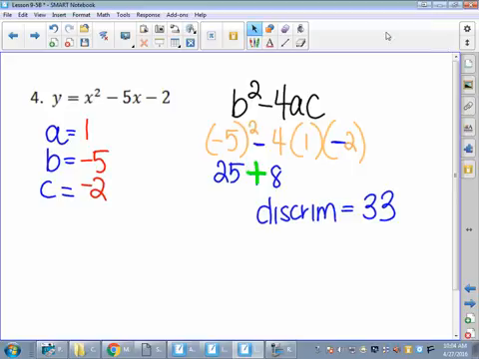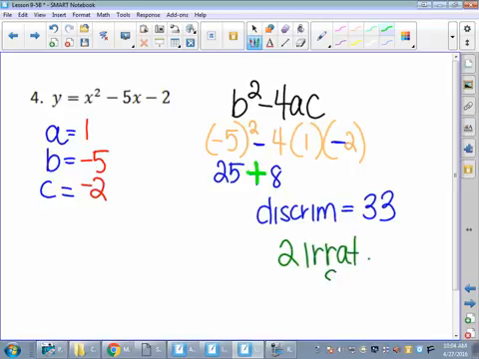So the discriminant is 33. 33 is a positive number. Is 33 a perfect square? No, it is not. Try it. Take the square root of 33 on your calculator and tell me if you get a nice neat number or if you get an irrational one. Since it's positive, we have two solutions. Since it's not a perfect square, they are irrational. Two irrational solutions. If I asked you to finish that problem using the quadratic formula, you would eventually have to take the square root of 33 and get some crazy number, 5 point something, something, something, and you'd have to round it. So two irrational solutions.